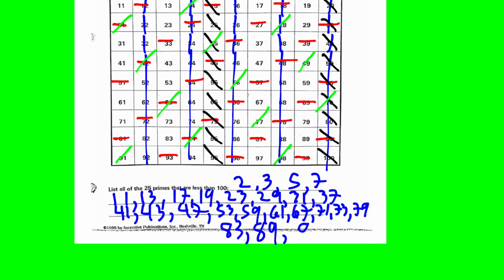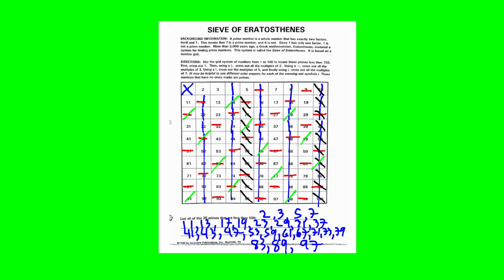All of those numbers are the prime numbers less than 100. Counting them: 1, 2, 3, 4, 5, 6, 7, 8, 9, 10, 11, 12, 13, 14, 15, 16, 17, 18, 19, 20, 21, 22, 23, 24, 25. Those are the 25 prime numbers less than 100. Those numbers have only 2 factors.